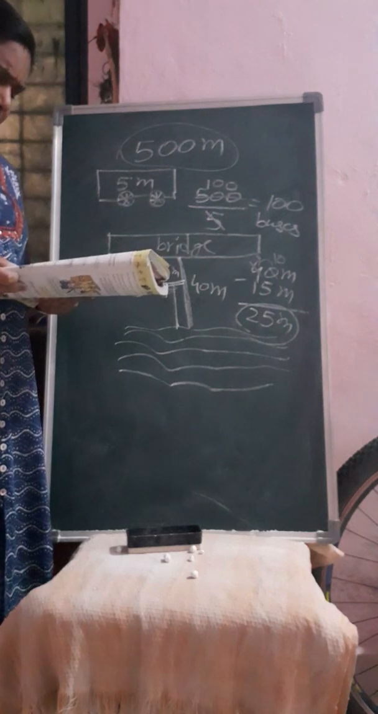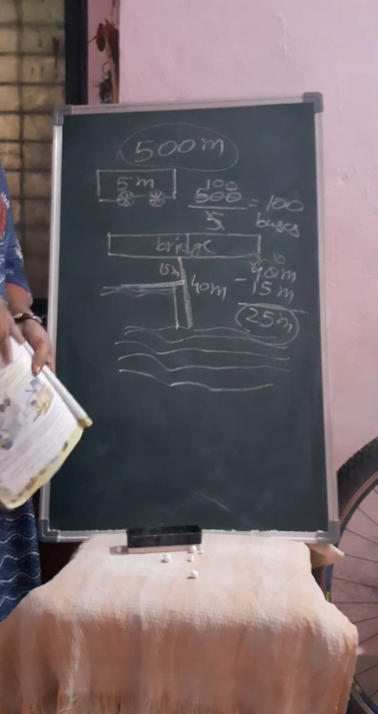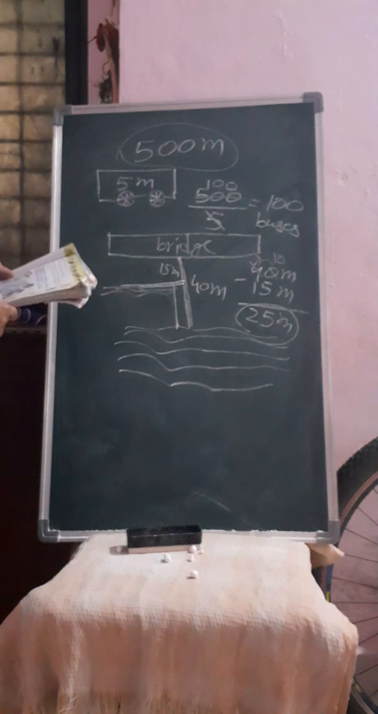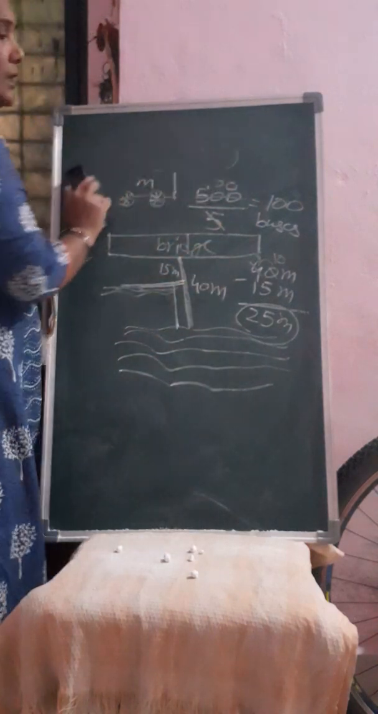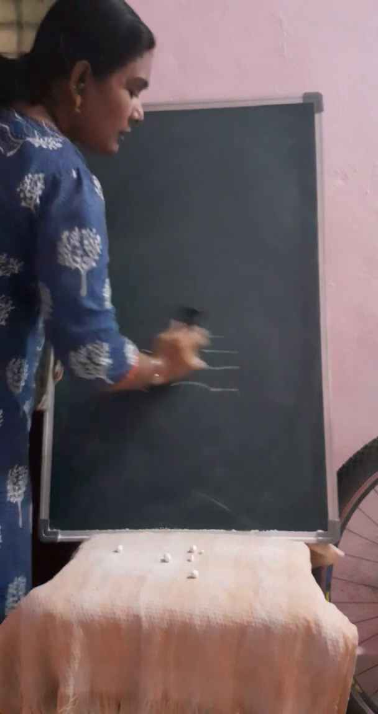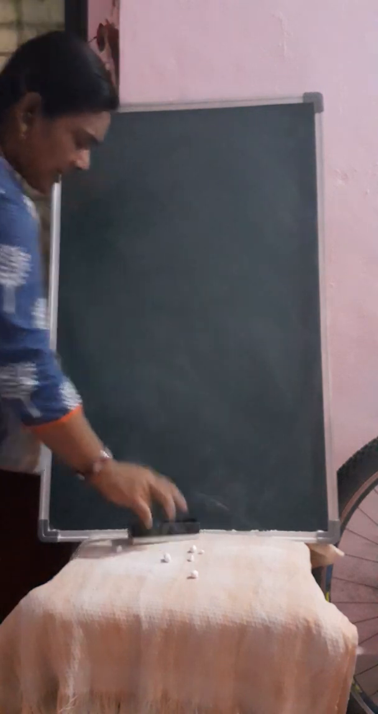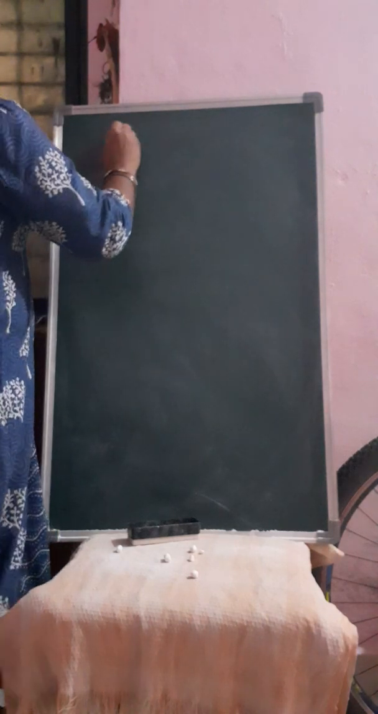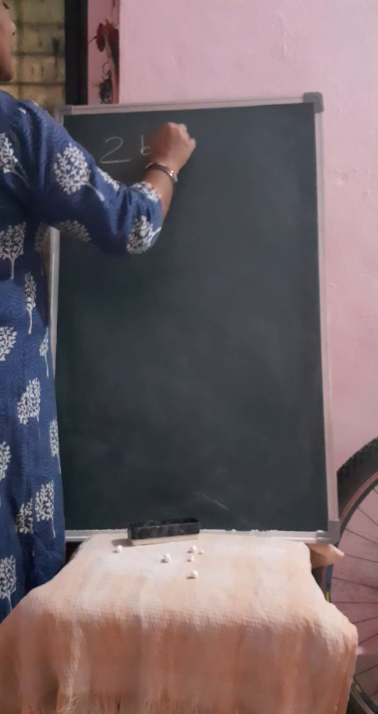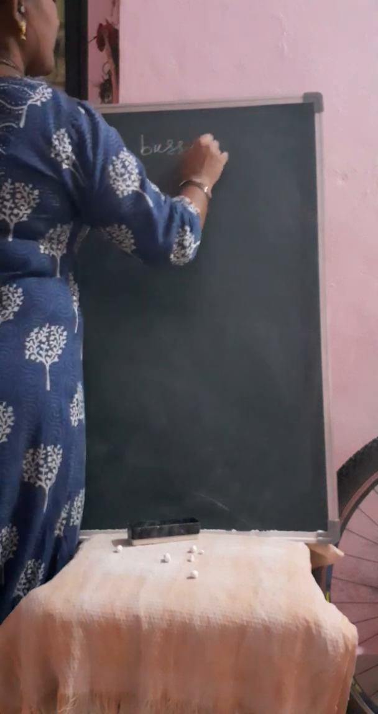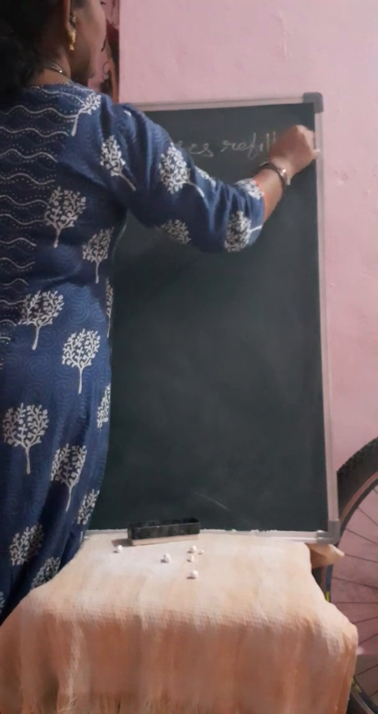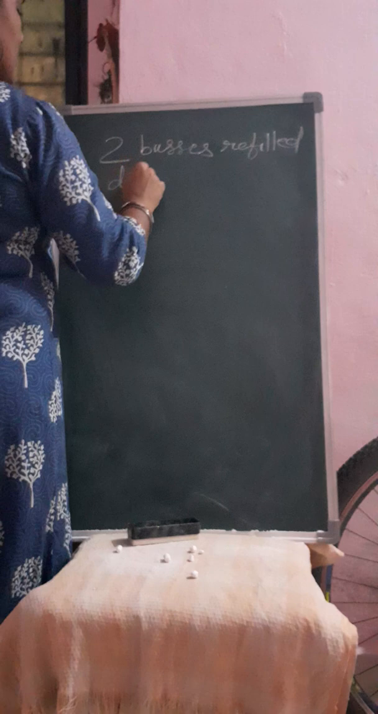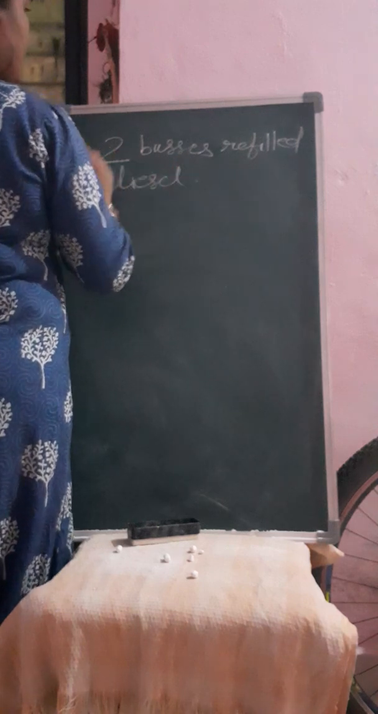The children discuss the river for some time. Now suddenly the bus stops with a jerk. What happened? Suddenly the bus stops at the petrol pump. Where did the bus stop? At the petrol pump, to refill the buses. How many buses? In 2 buses they are going to refill diesel.